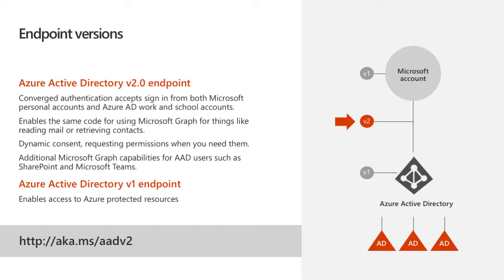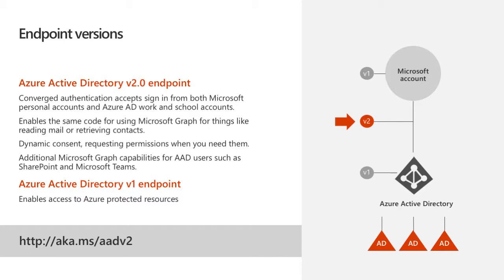It's going to present a converged authentication process, and what that means is that we can use a single library and a single endpoint to authenticate, but we can let users log in using their consumer or Microsoft account or their Office 365, otherwise known as work and school account. So that's nice. It's kind of like a proxy over both of those different authentication endpoints. It's going to enable the same code for using the Microsoft Graph for things like reading mail and retrieving contacts if I'm using the consumer services like OneDrive Consumer or OneDrive for Business, or Outlook.com's email and contacts and calendaring offering, or Office 365's contacts and calendar and emailing offering.